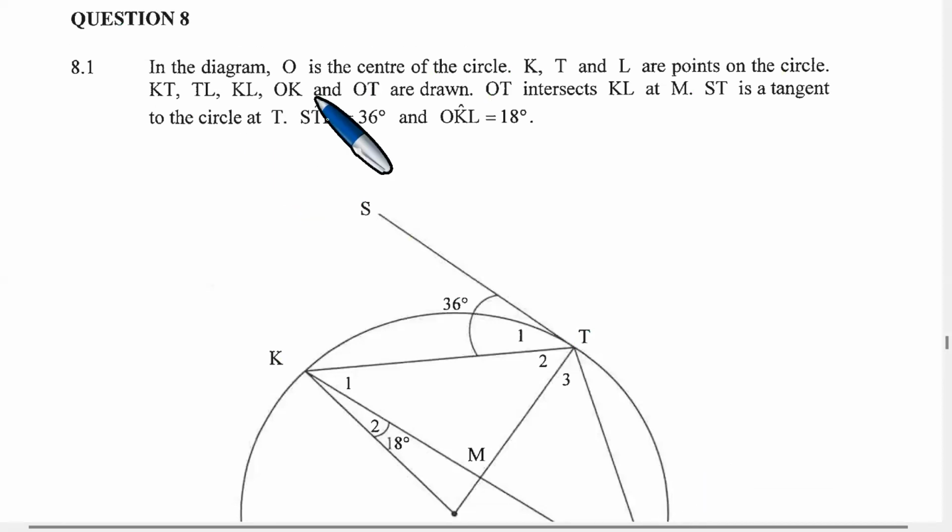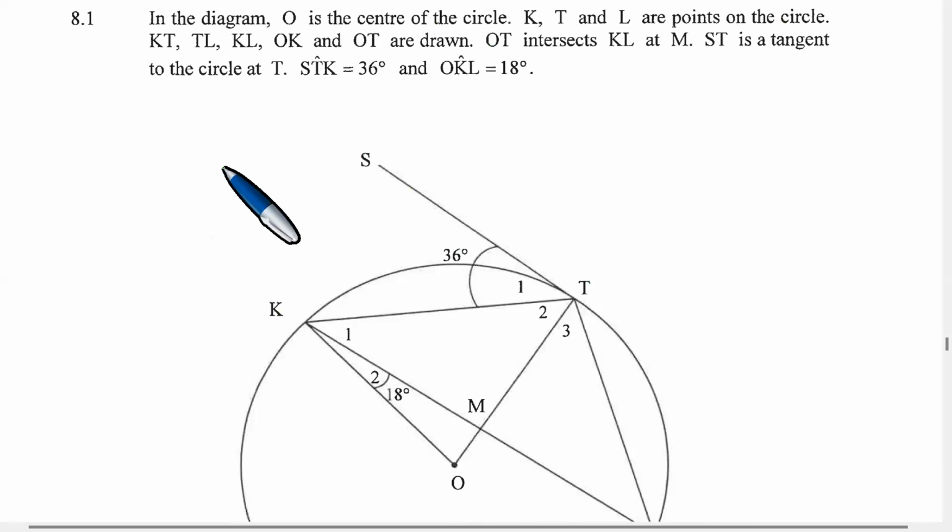Right, in the diagram, O is the center of the circle. K, T, and L are points on the circle, and we have K, T, and other lines that are drawn.